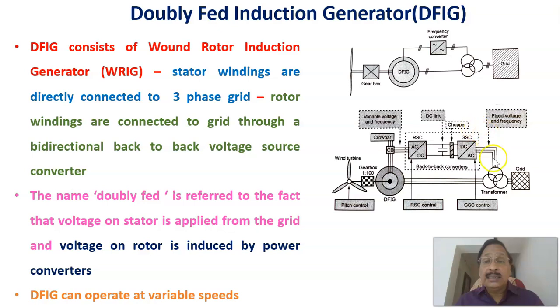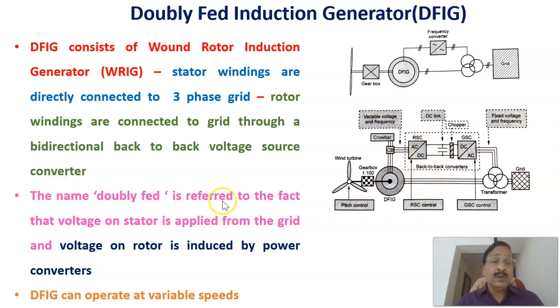This is the schematic connection diagram of a doubly fed induction generator. It is called doubly fed because the rotor is connected to the grid through this mechanism, and the stator is directly connected to the grid. Therefore, both sides are connected to the grid. That's called a doubly fed induction generator.